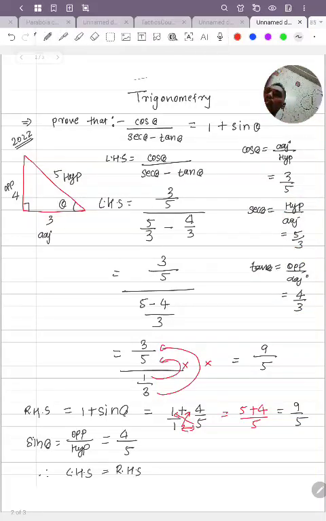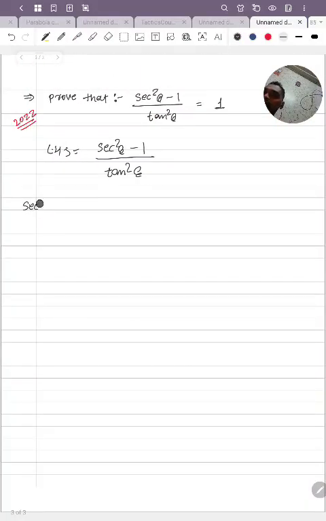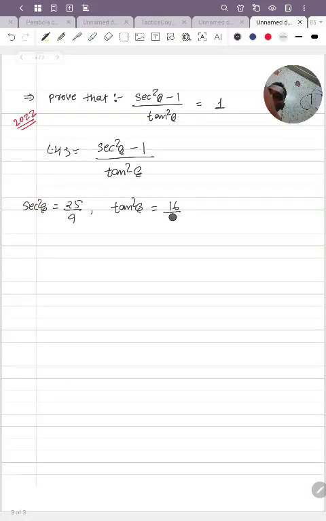If I make the square, the value of sec square theta is nothing but how much? 25 over 9. And the value of tan square theta, after making the square, you will get 16 over 9. So when you substitute in your question, it will become 25 over 9 minus 1, whole divided by 16 over 9.